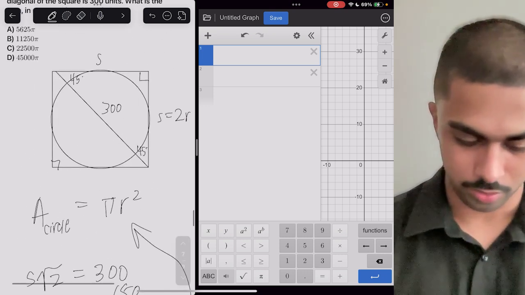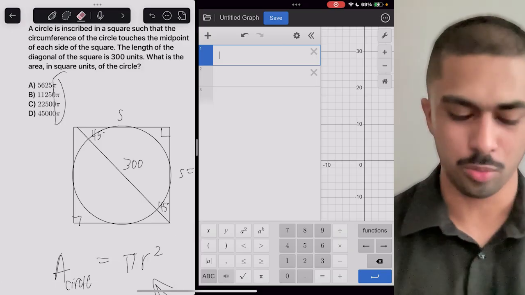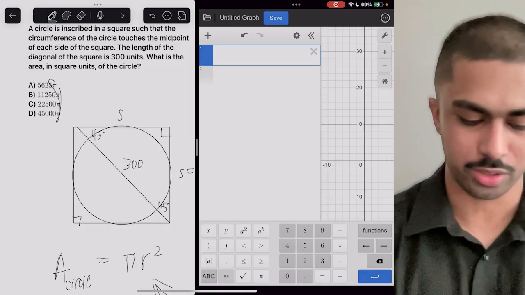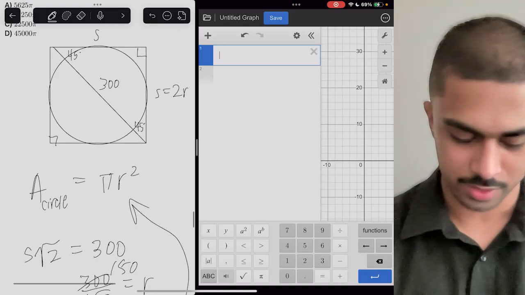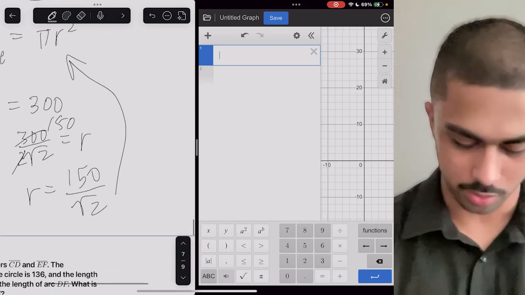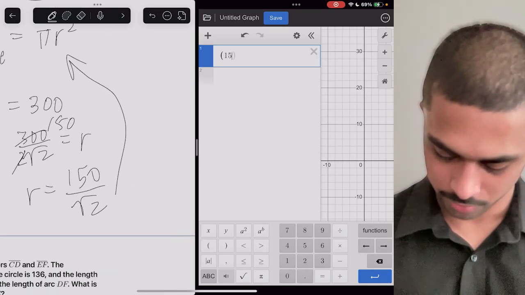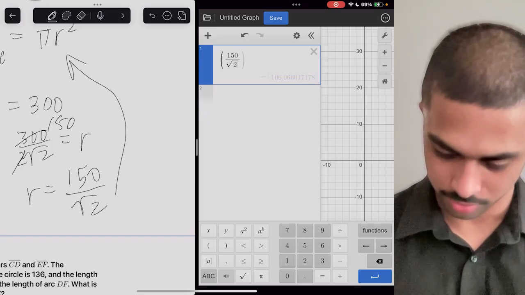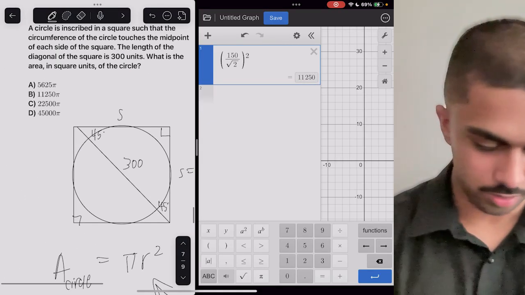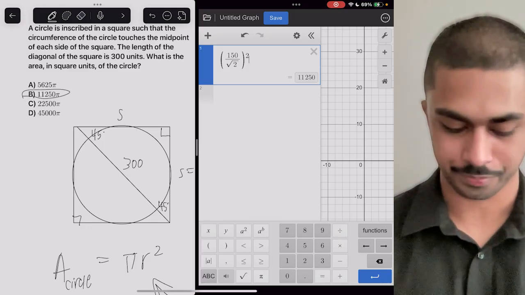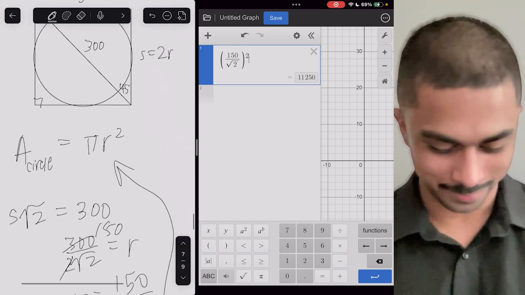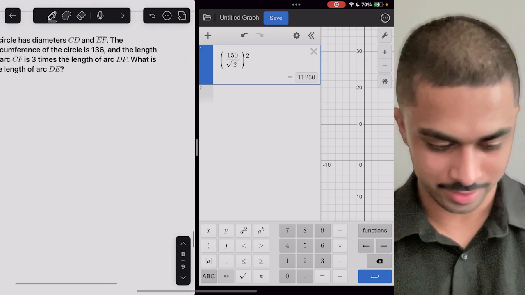Whenever you see pi, don't put pi into Desmos, because all of the answer choices are typically in pi, right? So you just want to read the numbers of the answer choices and forget about the pi. So just radius squared: 150 divided by the square root of 2, squared. And that's 11250 pi. All right, we added the pi back in. Okay, perfect. Let's move on.